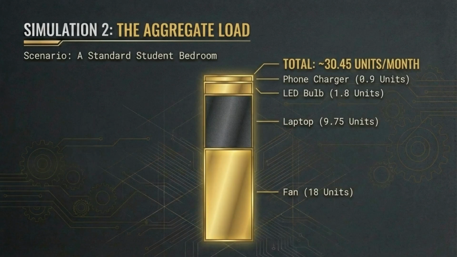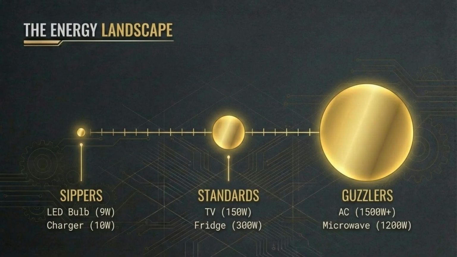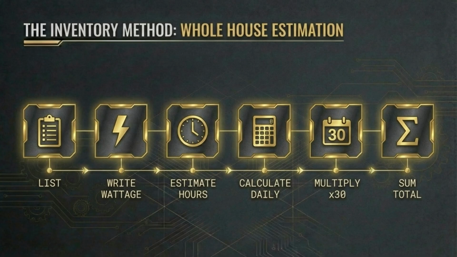In a scenario like a student bedroom, aggregating the load of multiple devices gives a total. For example, a fan, laptop, LED bulb, and charger sum up to approximately 30.45 units per month. The energy landscape categorizes devices into sippers, like LED bulbs and chargers, standards like TVs and refrigerators, and guzzlers, such as ACs and microwaves. The inventory method for whole house estimation involves 6 steps. List devices, write down wattage, estimate hours, calculate daily usage, multiply by 30, and sum the total.